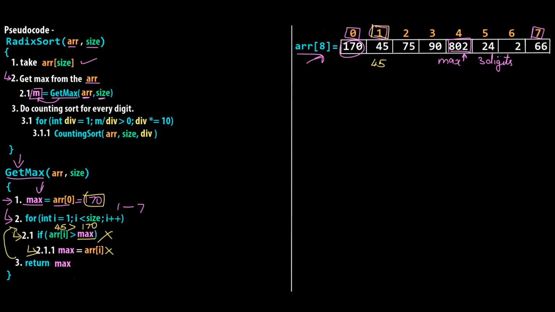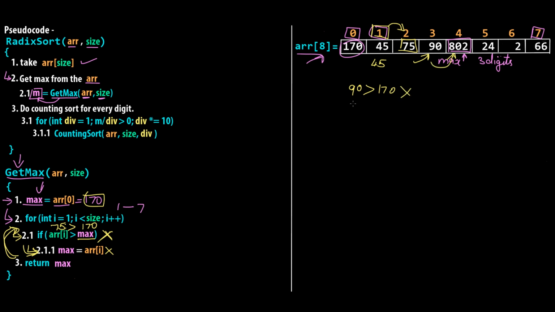Again we will come over here, I will become 2. So now we'll take 75. So this 45 becomes 75. We'll check if 75 is greater than 170. No. So again this inner if condition will not be executed. Again we will go on top, I will become 3, which is 90. Is 90 greater than 170? No. We'll move forward.